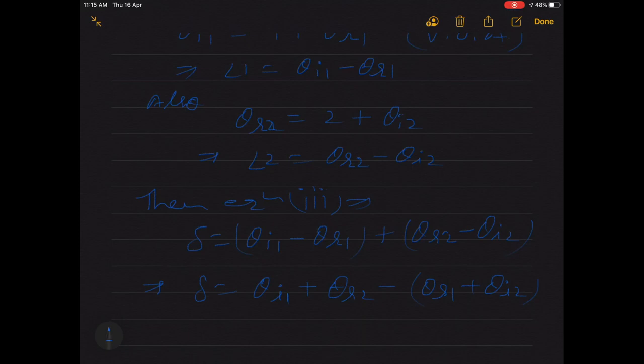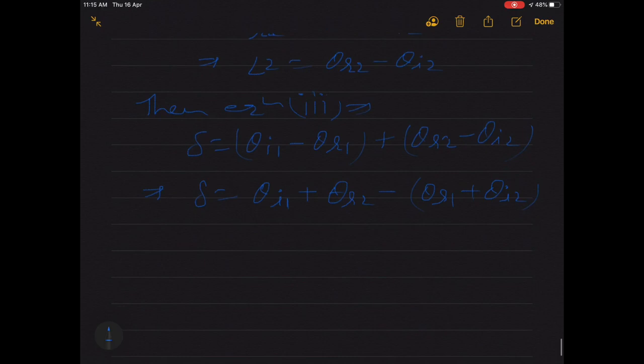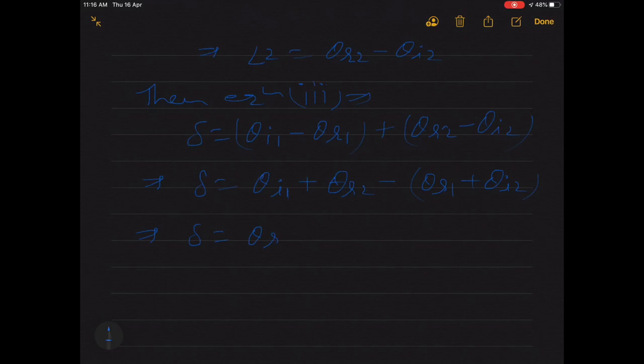If we use equation number 2, that is theta R1 plus theta I2 is A, then this equation will turn out to be delta is equal to theta I1 plus theta R2 minus angle A.